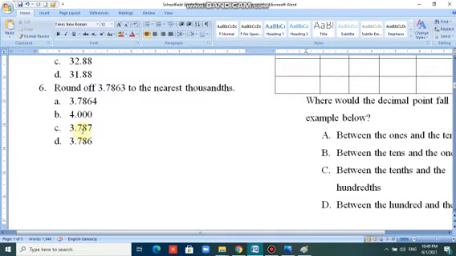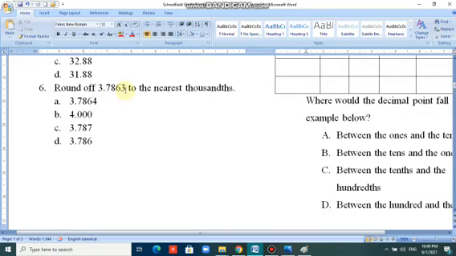No, it couldn't be C. Sorry, it could not be C. I'm sorry, it could not be C. It has to be D. Because why does it have to be D? It has to be D because the 3 is less than 5. You see? The 3 is less than 5 here.